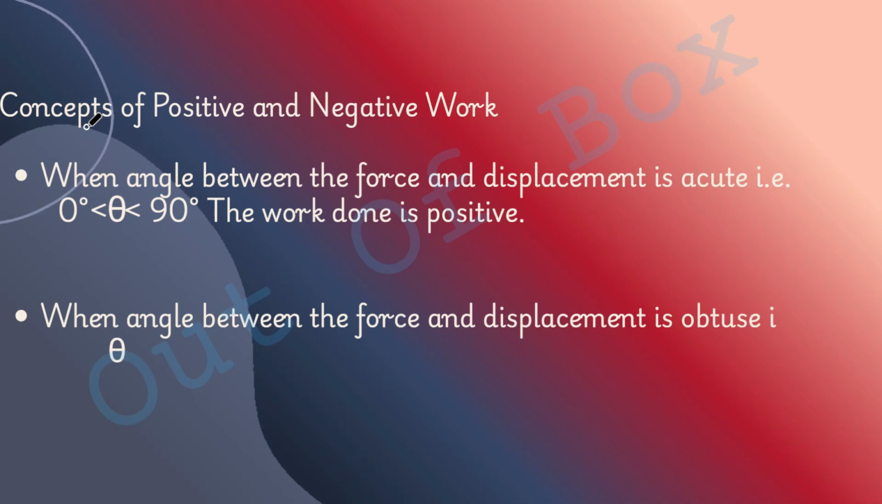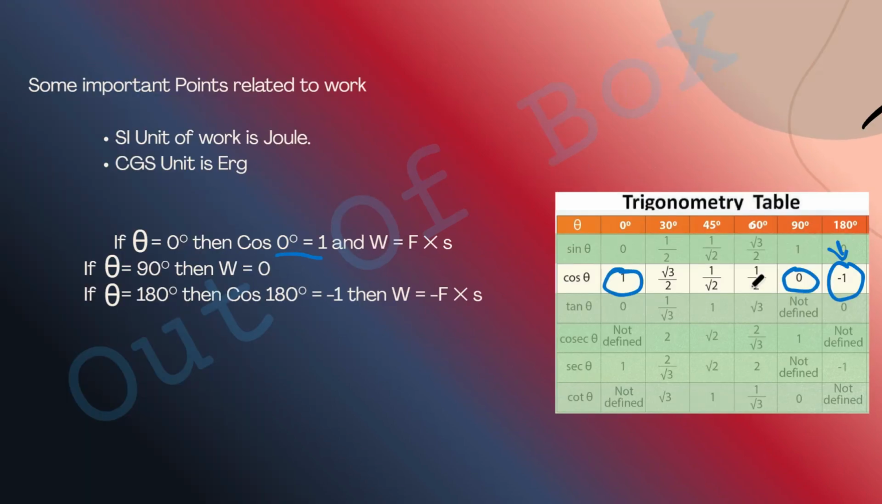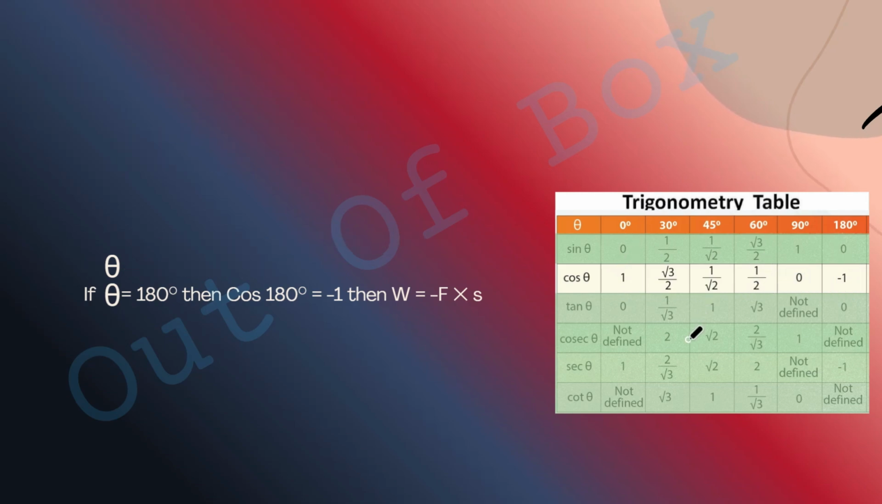If you understand the earlier concept very clearly, then it will be very easy for you to understand the concept of positive and negative work. When the angle between the force and displacement is an acute angle, meaning the angle is greater than 0 degree and less than 90 degree, the work done is positive.